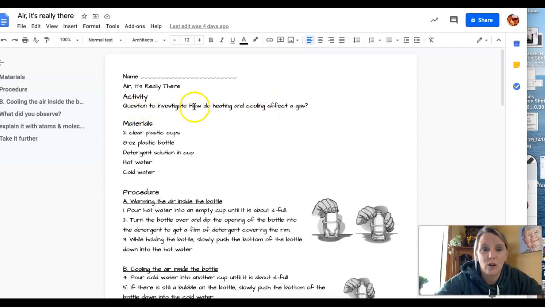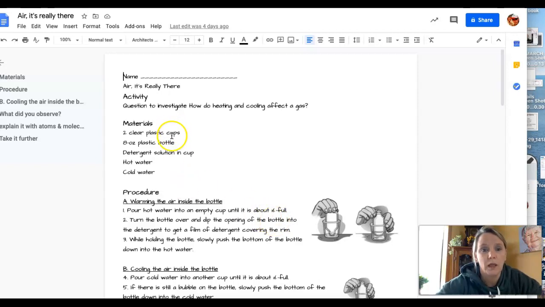Now today we are going to talk about a gas. That's the third phase of matter that we're going to talk about. Okay, so if you want to do this lab at home, you certainly can. It's a pretty simple one.